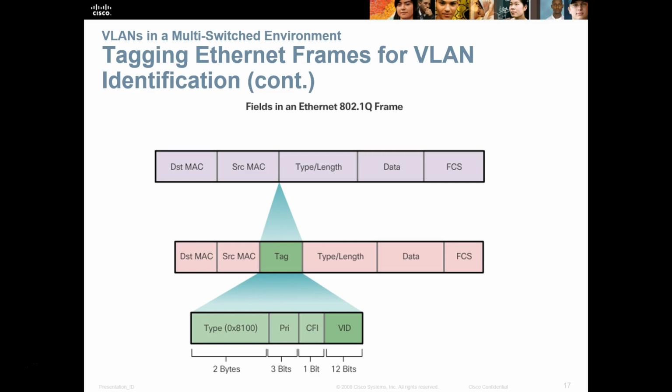So here it shows tagging of an Ethernet frame. This is your frame here. And inside this data, this is your packet. It's encapsulated inside of a frame. And you can see after the source MAC address, there is a tag area here. And if you were to examine that, you have 2 bytes for the type, 3 bits for priority, CFI, and the VLAN ID is 12 bits.